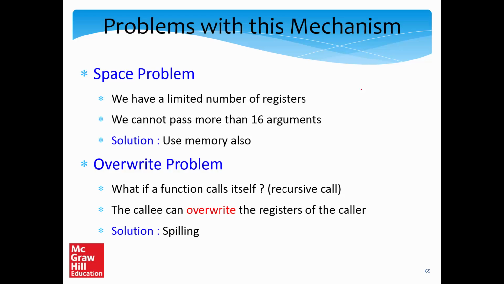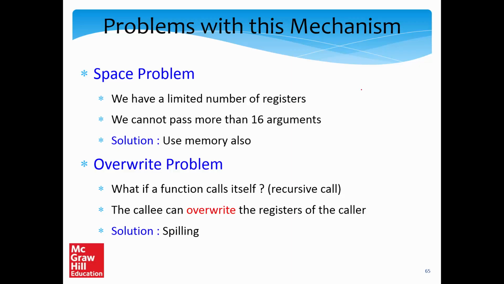So there is a space problem. The issue is that we have a limited number of registers. Let's say in our case we have 16 registers. So we cannot pass more than 16 arguments. It's not possible for us to pass more than 16 arguments to the function. This is called a space problem.